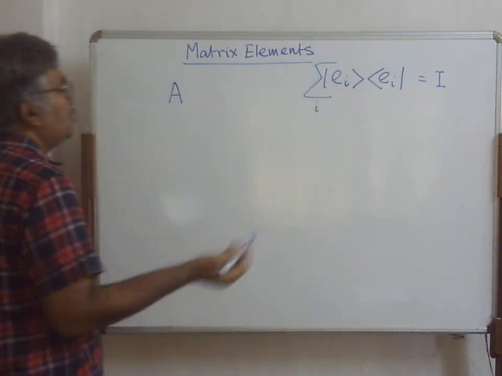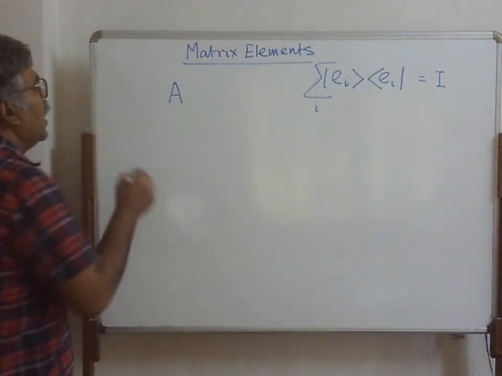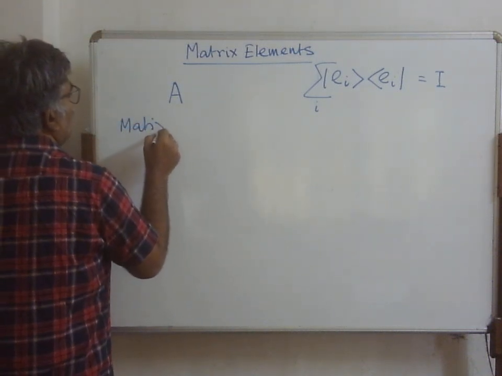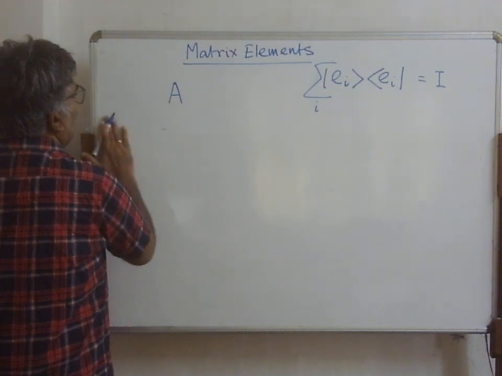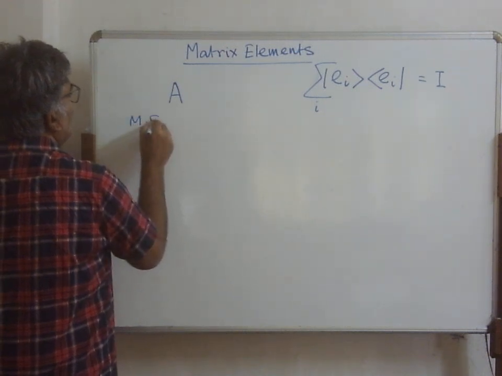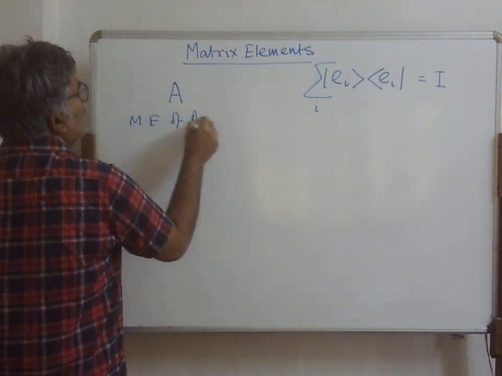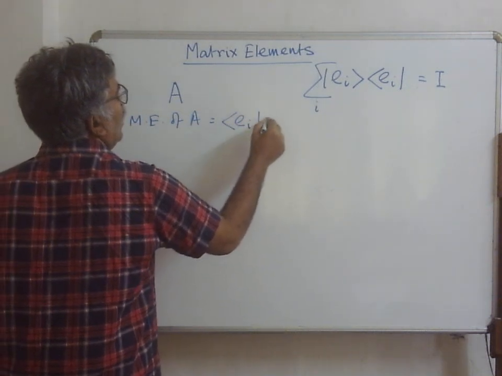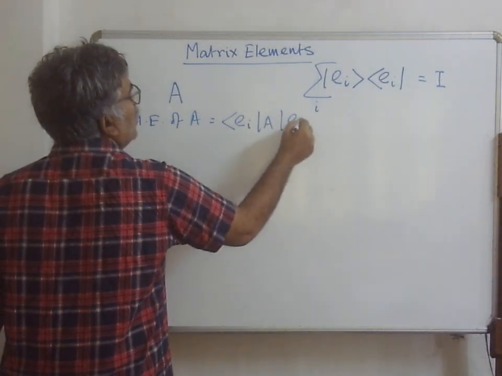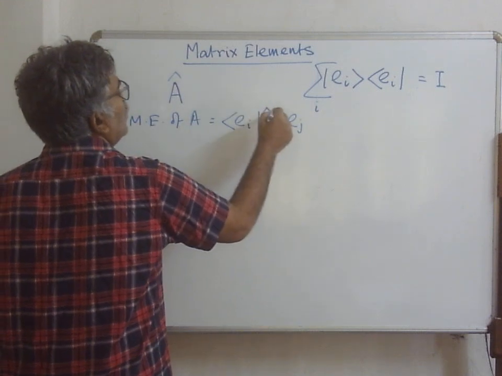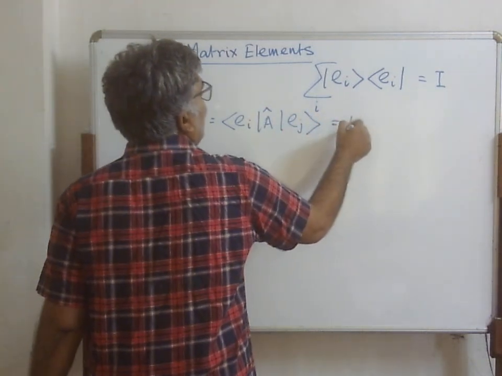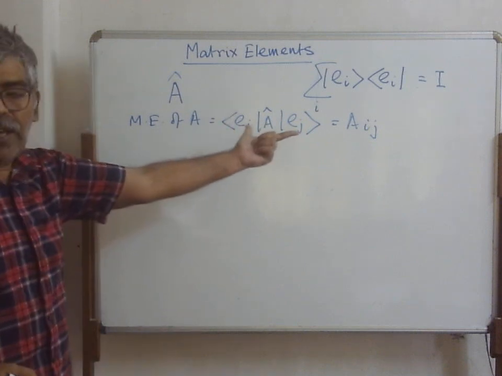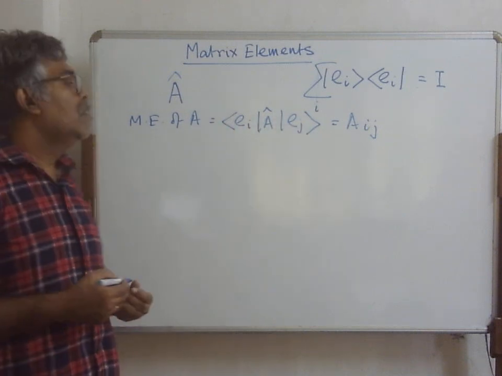Now usually the matrix element of A, suppose A is an operator, is <e_i|A|e_j>, which is A_ij. Now let me explain how this comes about, why this is a matrix element.